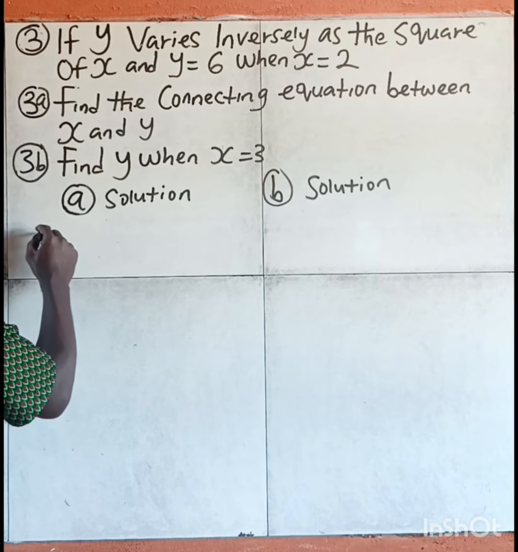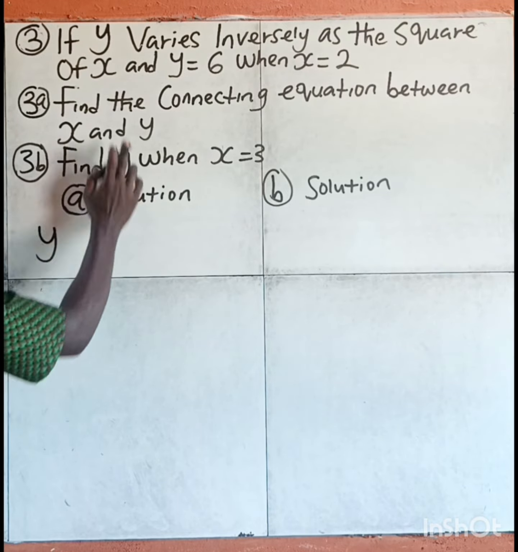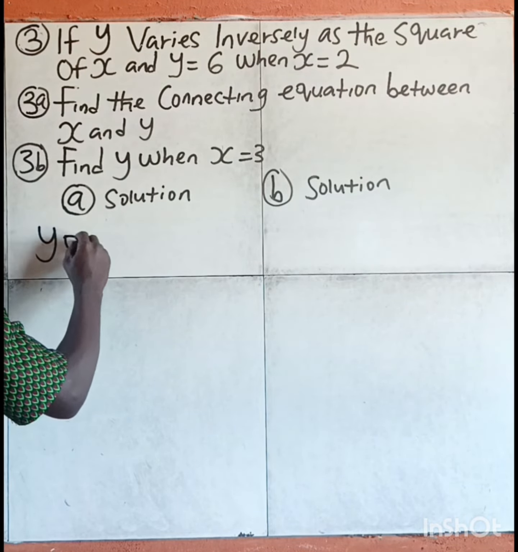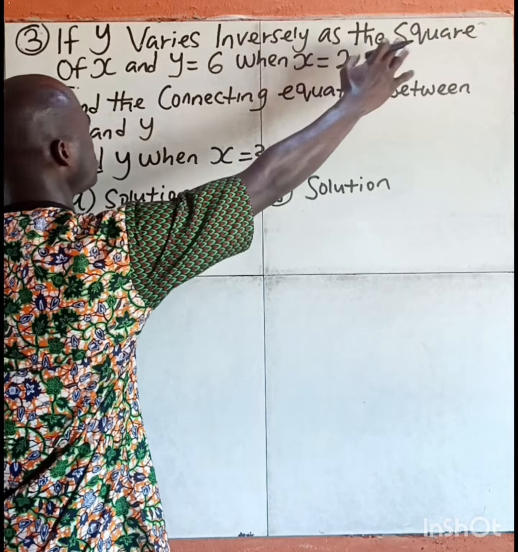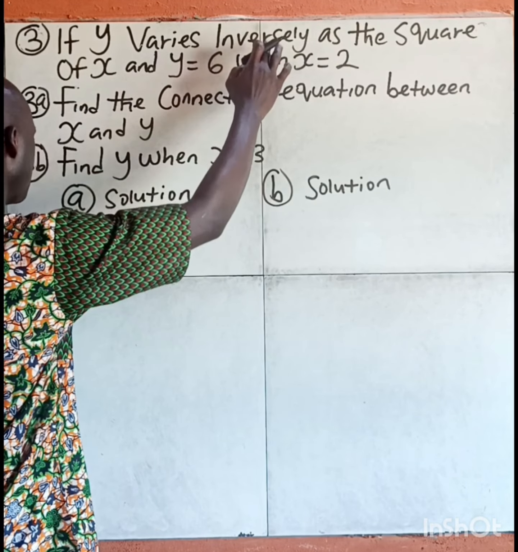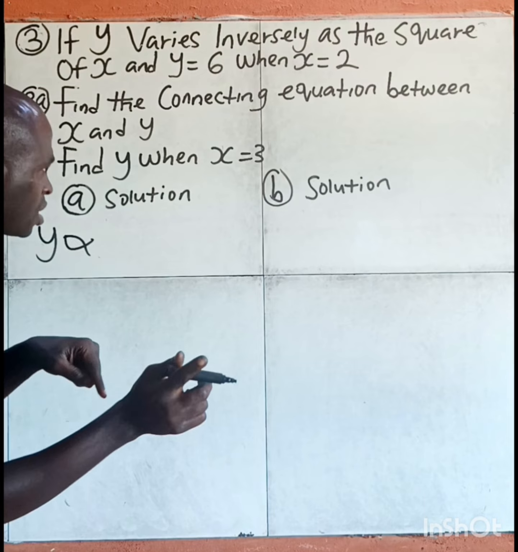If y, so I'm going to write y first. Next, varies, I'm going to write the symbol. Inversely as the square of x.